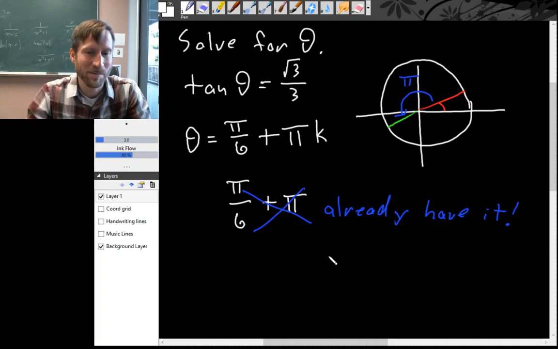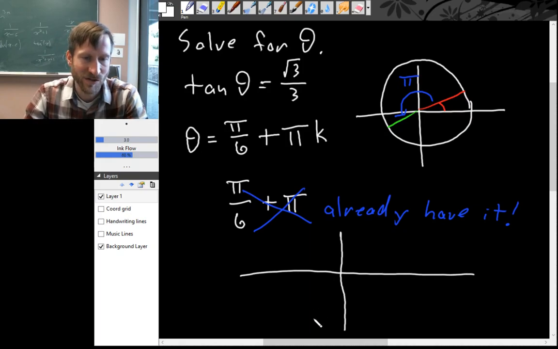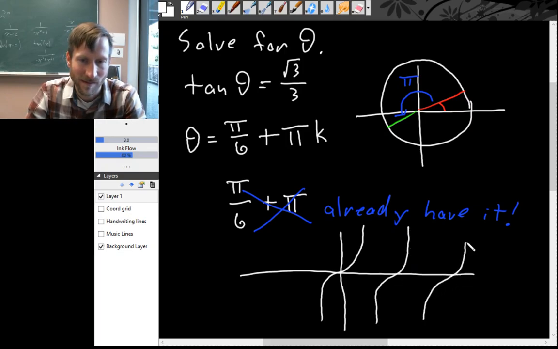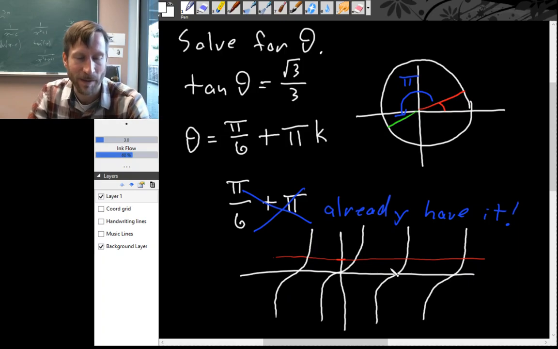Let's see why that happens in terms of the graph. If I can draw the graph a little bit straighter than that. Here we go. So tangent looks like this. Whoa, I'm doing a really bad job. There we go. And then it repeats. Like this. And we want root 3 over 3, which is something like that. Maybe I should draw one cycle to the left. Okay. And our red terminal side up there, it gives us this first intersection.